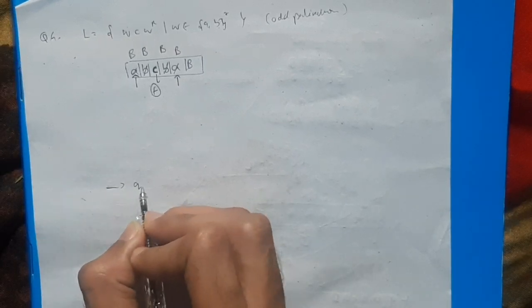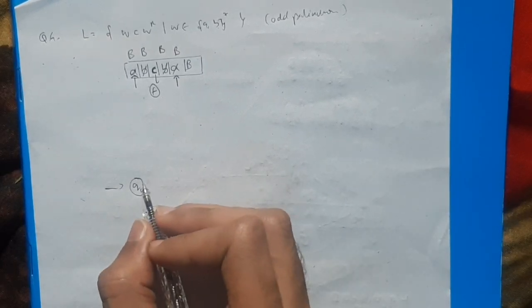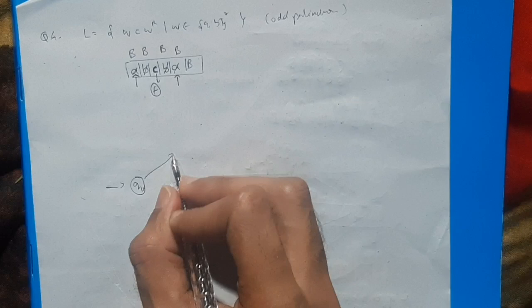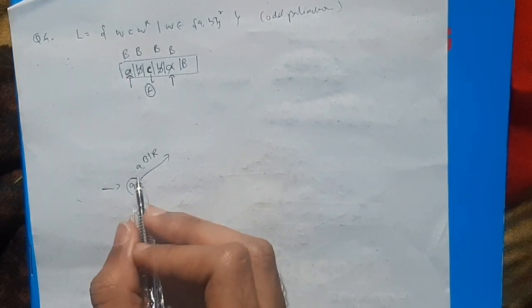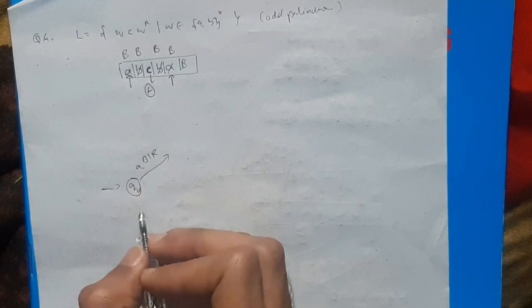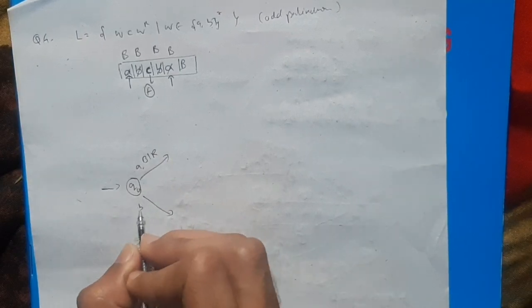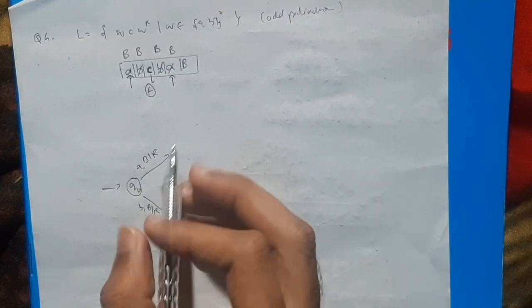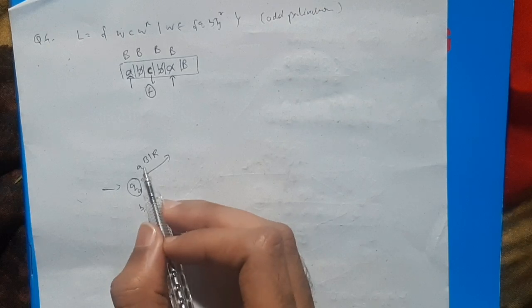So let's make the transition diagram. What is our starting state? Our starting state is Q0. So we'll make here Q0, and from Q0 either I can have A or I can have B, right? So what I will do, I'll make the possibility for the A transition as well as for the B transition. Let's focus on one at a time. So let's consider A as an example.